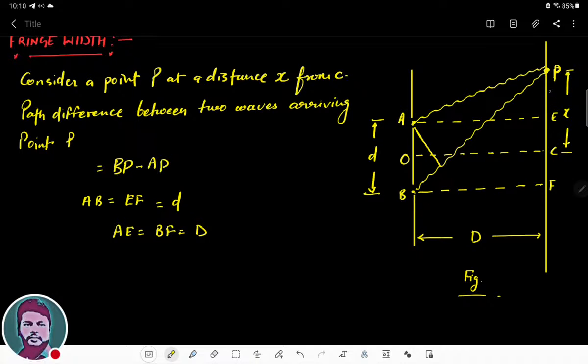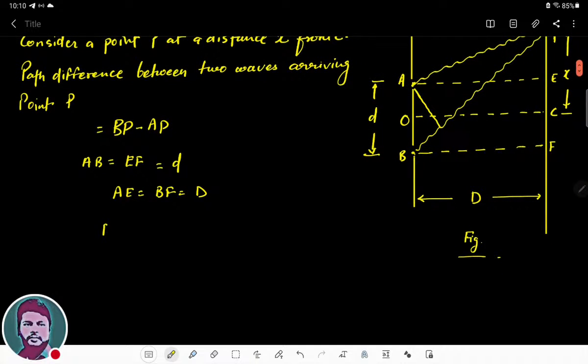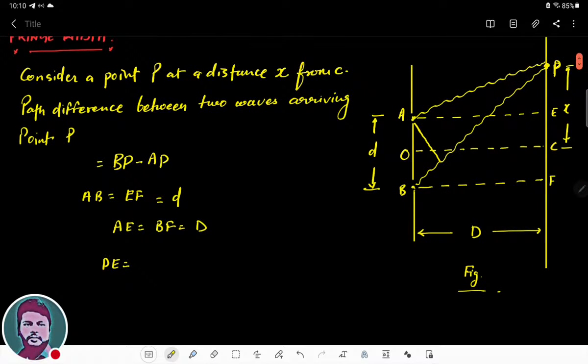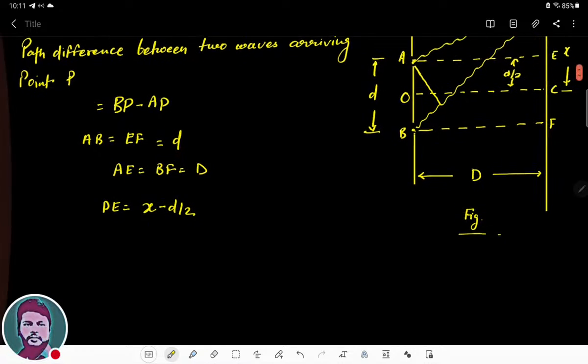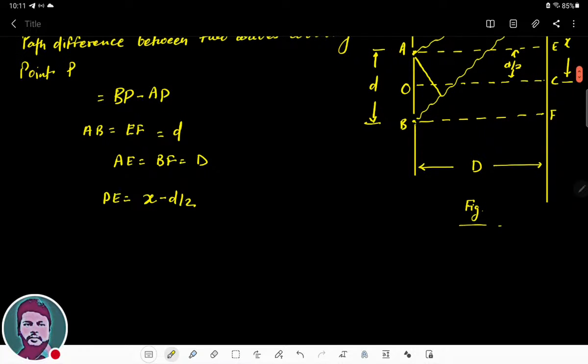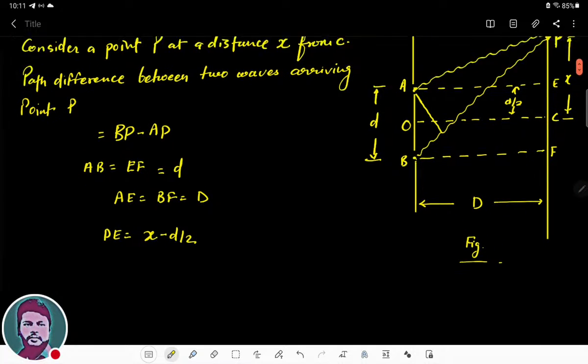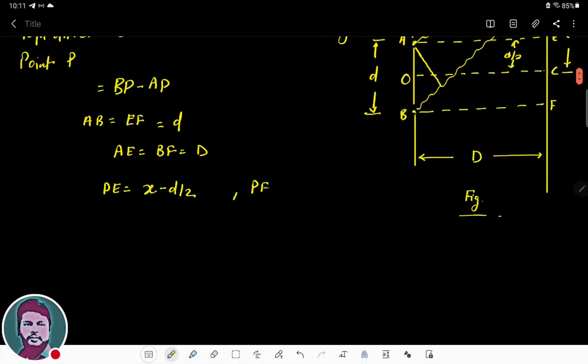PE, then PE is equal to d by 2. Basically this distance is d by 2 and this is x, so we can write it x minus d by 2. So PE is x minus d by 2. All right, now PF, what is the PF? PF is equal to x plus d by 2.